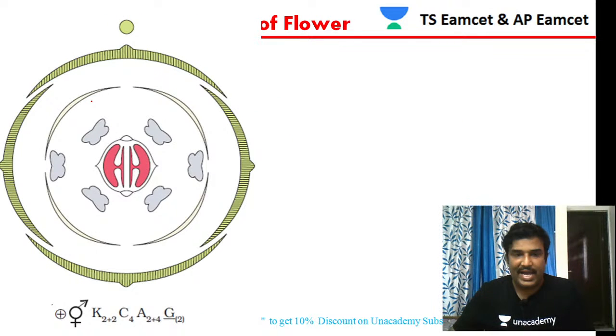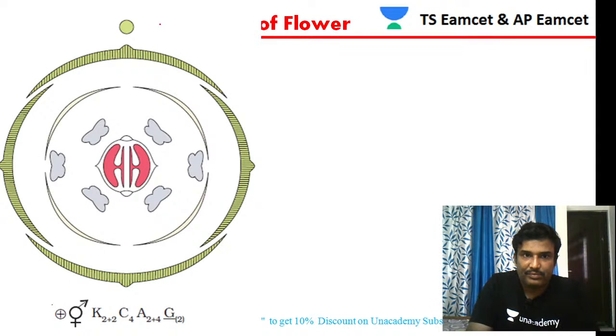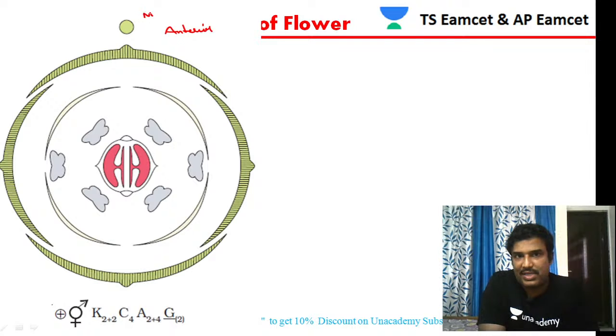So let us see one diagram. How to technically describe this? This symbol indicates that it is located towards the anterior side. Now this will be the anterior side, or mother axis. It is also called the mother axis.